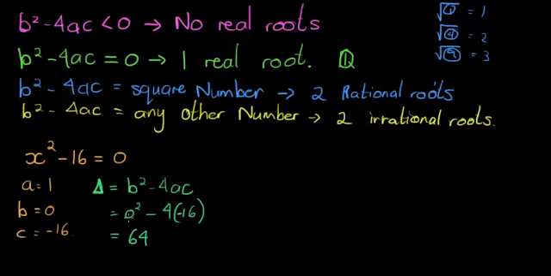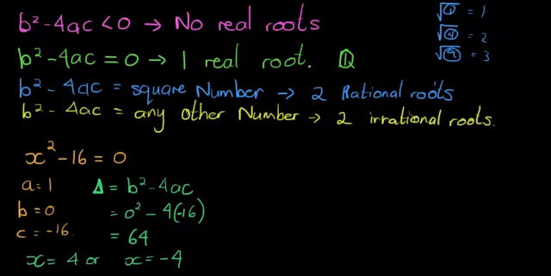64. 64 is not less than 0. It's not equal to 0, but it is a square number. The square root of 64 is equal to 8. So it's a square number, and therefore we will have two rational roots. And do you remember what those two roots were? They were x equal to 4 or x equal to negative 4.